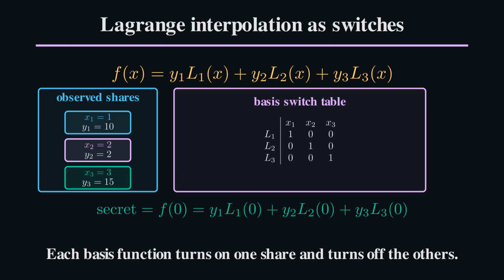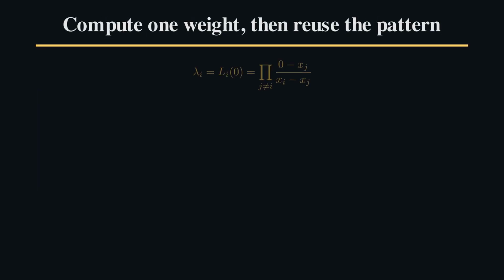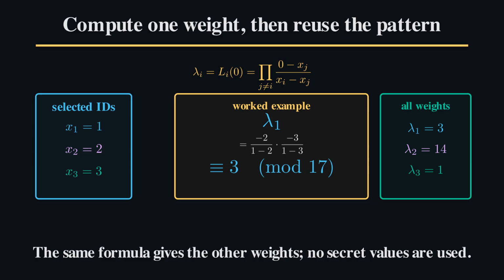Lagrange interpolation builds one basis polynomial for each observed share. The first basis is 1 at the first x identifier and 0 at the other selected identifiers. The second basis turns on only the second share, and the third basis turns on only the third share. When we add y1 times the first basis, y2 times the second basis, and y3 times the third basis, the result matches all 3 observed points. For reconstruction, we only need those basis polynomials at 0. These are the Lagrange weights.